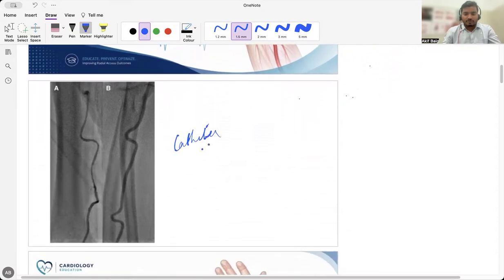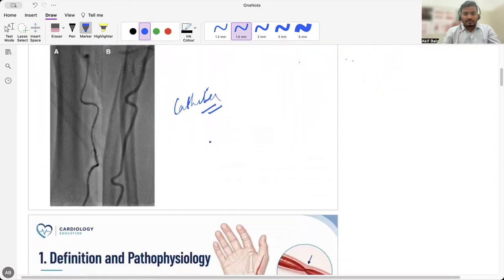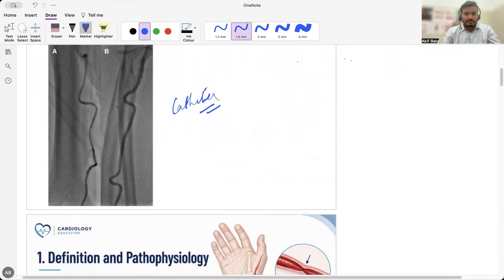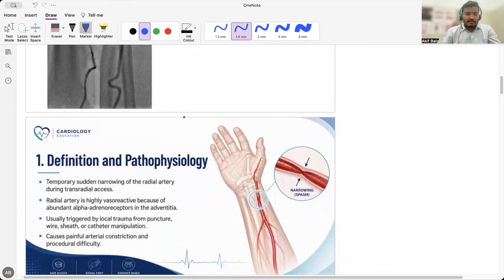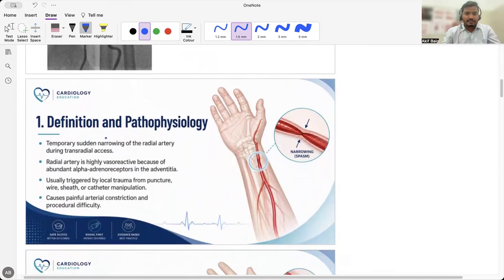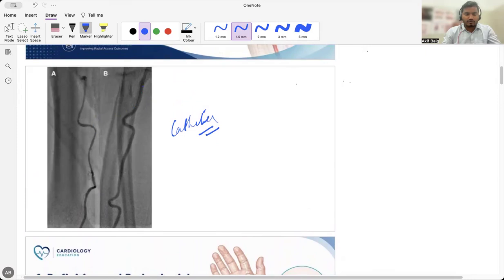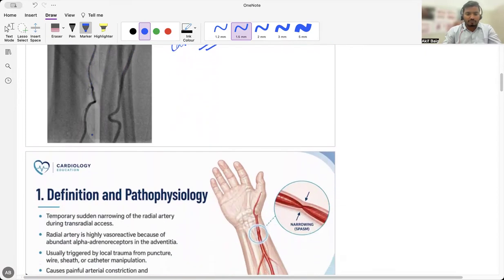inside. So what should we do as a resident or an interventional cardiologist so that we can prevent this radial artery spasm? Before that, we should know what radial artery spasm is. It is a temporary sudden narrowing, as you can see here. Normally the radial artery is this thick with this diameter. When it gets spasm, you can see it is getting narrowed. So it will be very difficult to pass any catheter through it. Or if you try to push or rush it, it may get perforated and can lead to unnecessary complications.